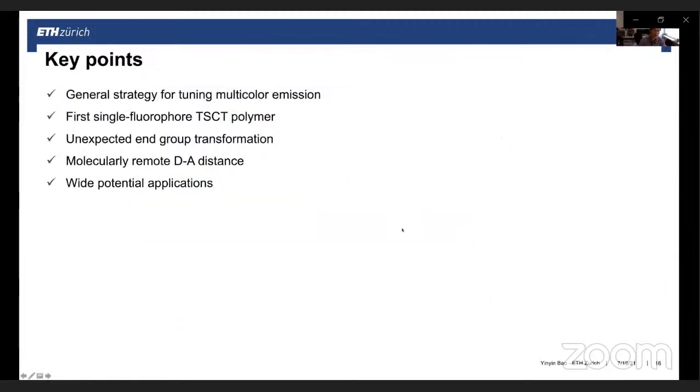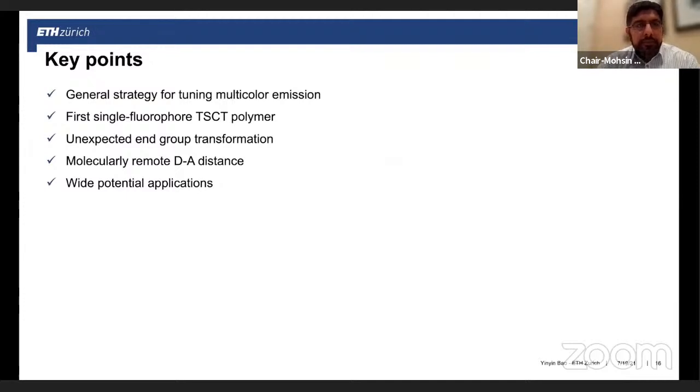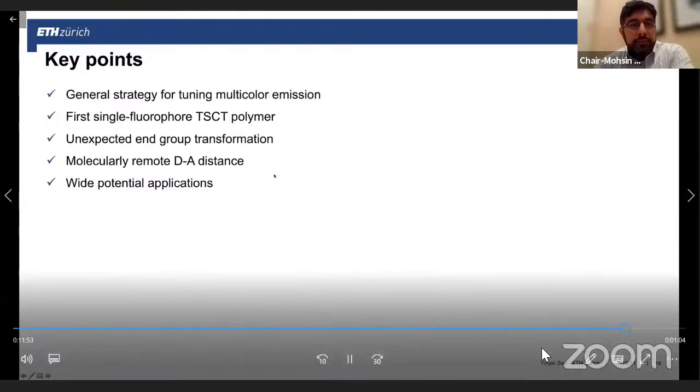So now I come to the conclusion. Based on the previous research, we developed a general strategy for tuning the multicolor emission of polymers in the solid state. This is based on the single fluorophore through-space charge transfer system. And we observed this unexpected N-group transformation that can induce molecularly remote donor-acceptor interactions. And we believe this strategy could have wide potential applications, both in biomedical applications and optoelectronics.